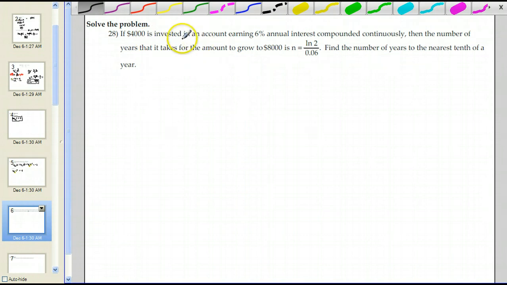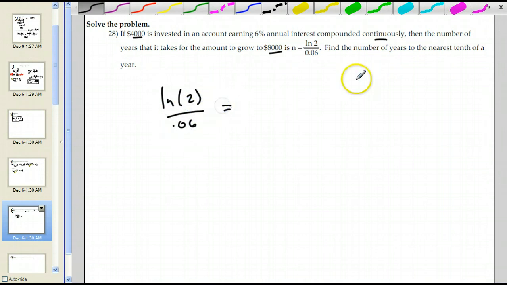Alright, 4,000 invested at 6% annual interest compounded continuously, and the number of years it takes for the amount to grow to 8,000, that is double what we started with, is this. Find the number of years to the nearest tenth of a year. Doesn't get much easier than this. Plug this into your calculator and round it to the nearest tenth.